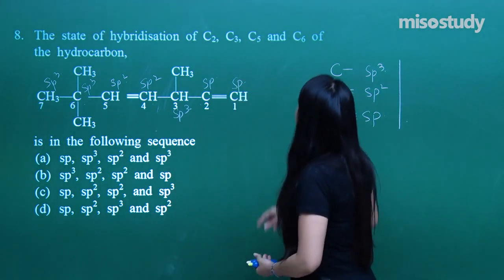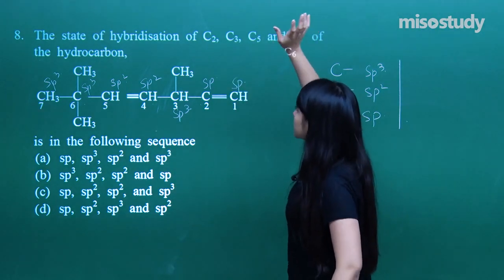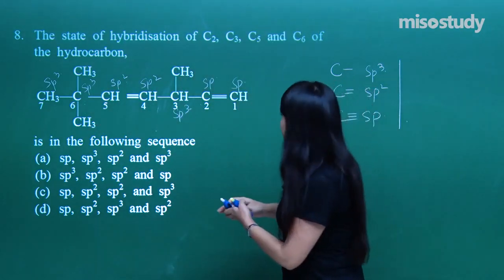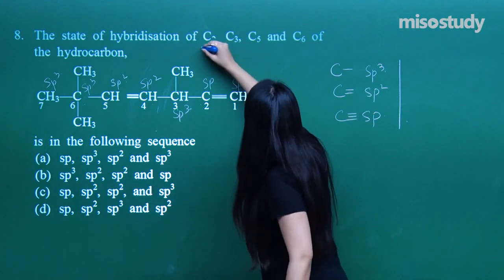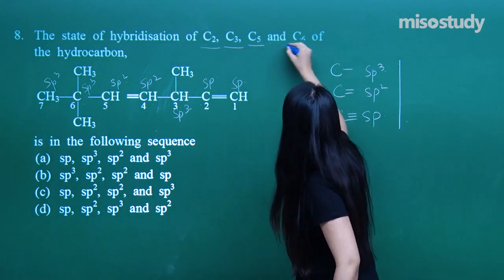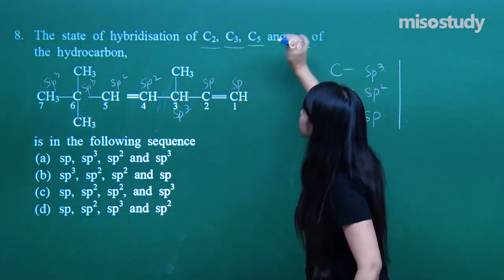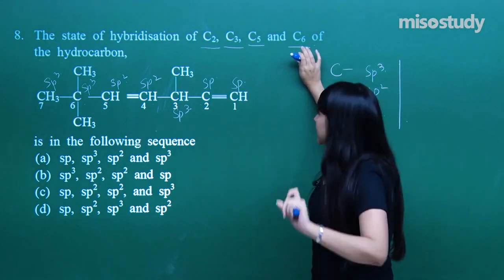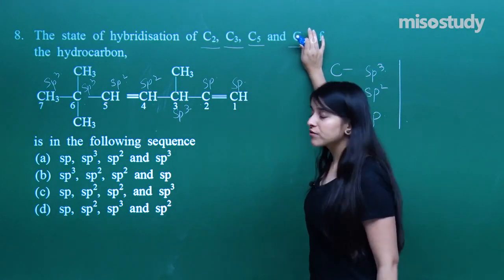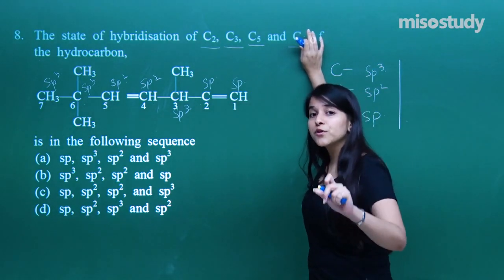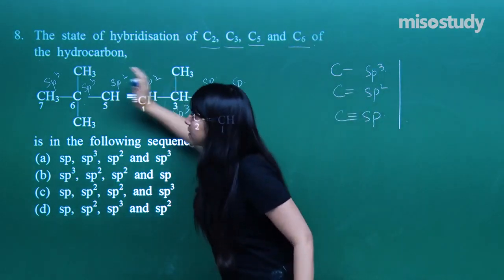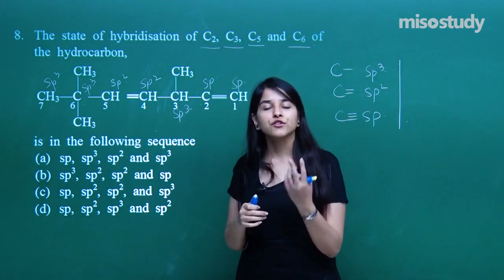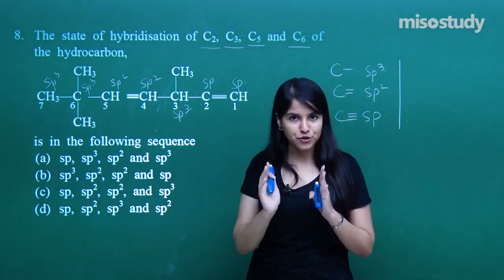Once we read the question properly, they are asking about the state of hybridization of C2, C3, C5 and C6. That means only the 4 carbons, not all. So need not get confused over here. They have written only the 4 carbons over here in order to consume your time. First you will label all the carbons, then you will get to know that they have asked only for the 4 carbons. So always read the question properly.